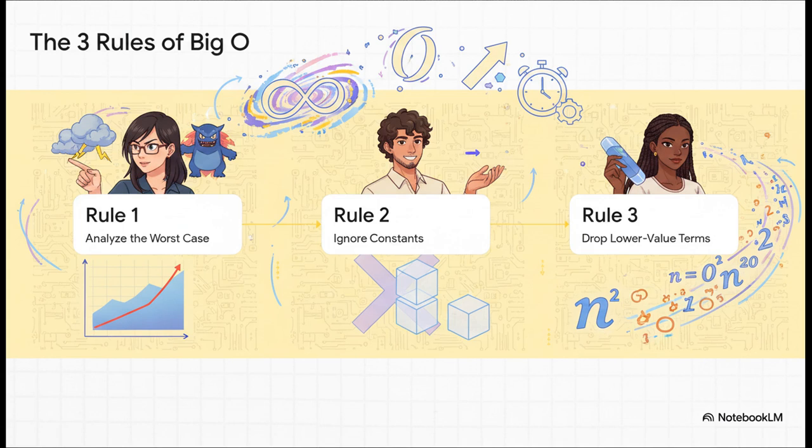And here's the best part. You hear the word notation, and you might think it's going to be some scary, complex math. It's not. Calculating Big O really just boils down to following 3 simple, powerful rules. Let's break them down right now.